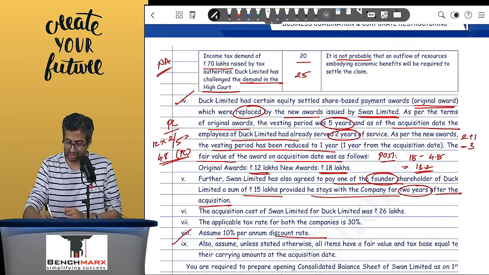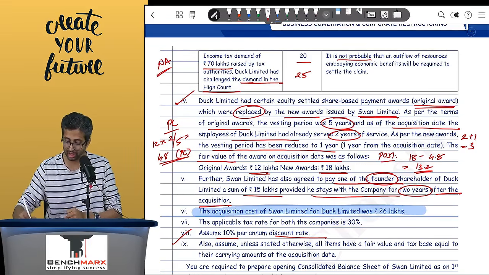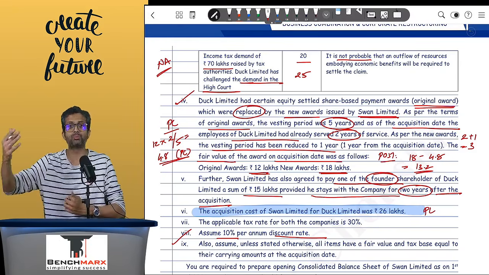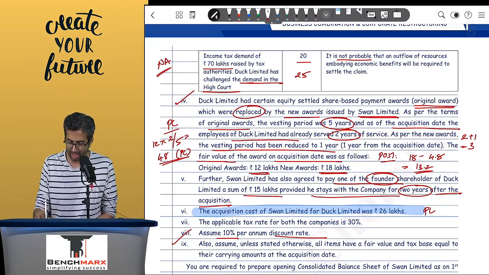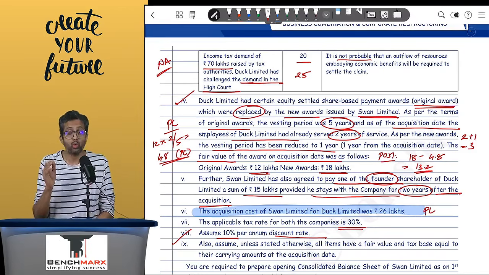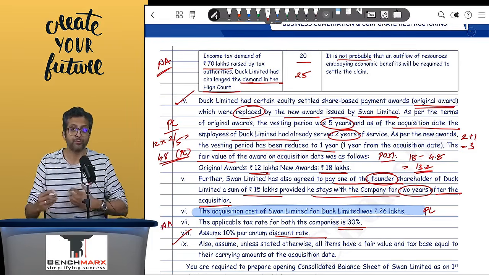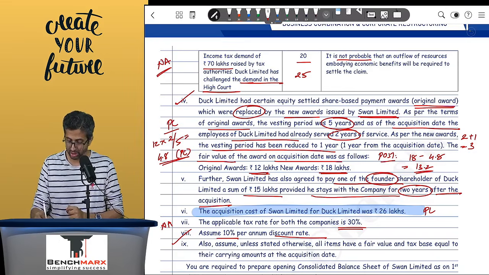Okay, then there is another new adjustment, which is the acquisition cost of Swan for Duck was 26 lakhs. Remember, acquisition cost has to go to the P&L, and hence it will not impact the goodwill working. However, we need to give a separate effect while preparing the balance sheet. If we have not given, we will give that separate effect. The applicable tax rate for both companies is 30%. With this, you will need to do a deferred tax working. This will impact the net assets, because if a tax rate is given and different fair values and carrying values are available, you will have to calculate the deferred tax adjustment. The discount rate is 10%.